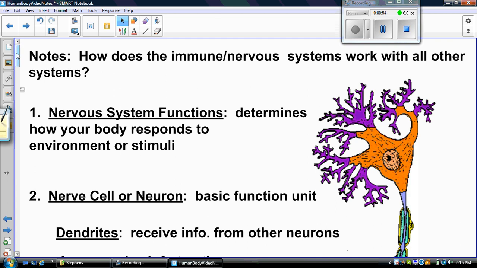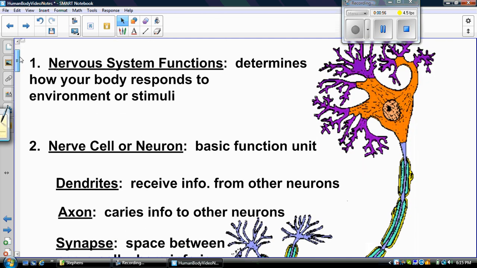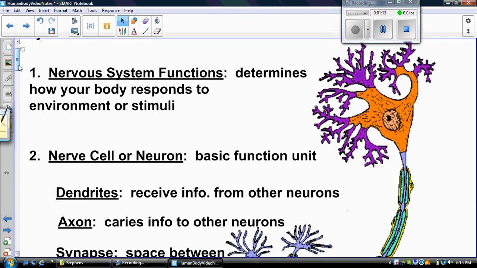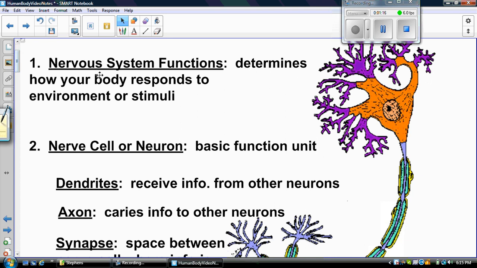Now, we've seen pictures of a nerve cell before. Remember, we did a lab on cell shape and structure, and you had to look at a nerve cell under a microscope. Well, the nerve cell is pretty unique. It is made up of three things: dendrites, axons, and it has a synapse.